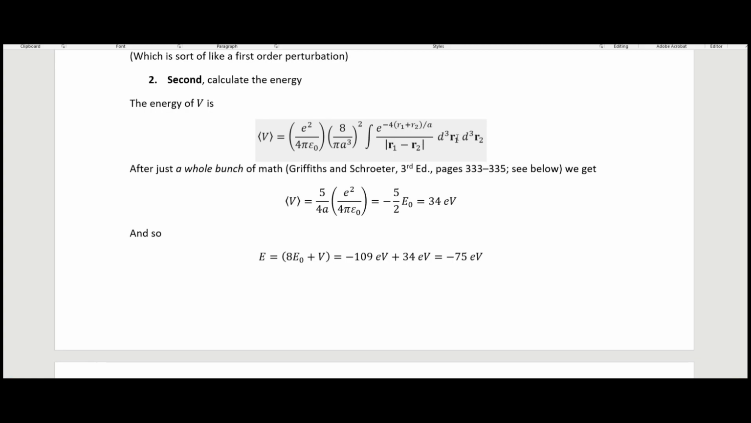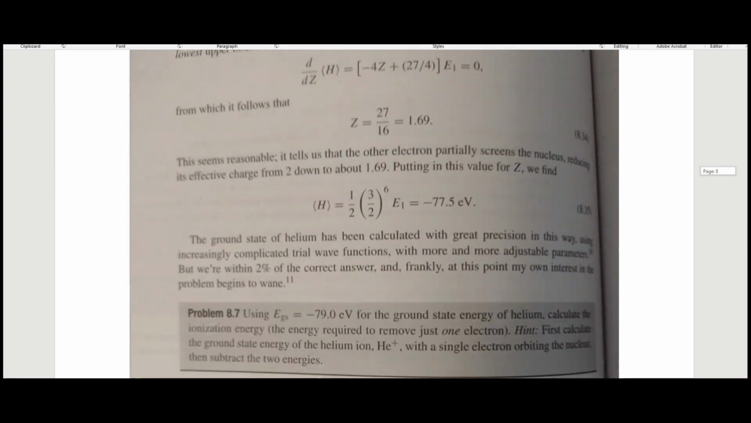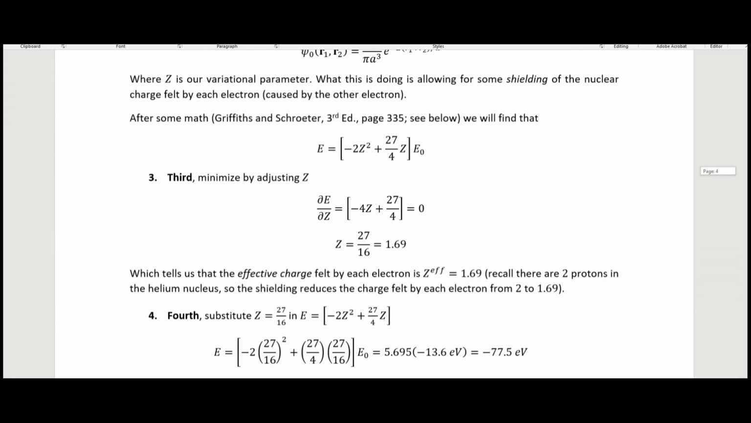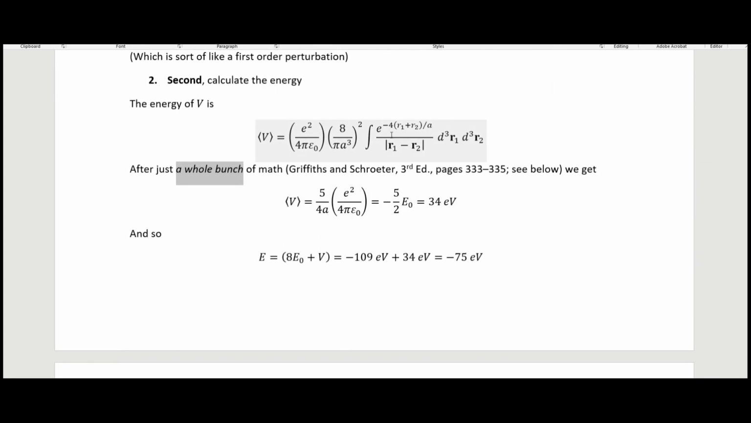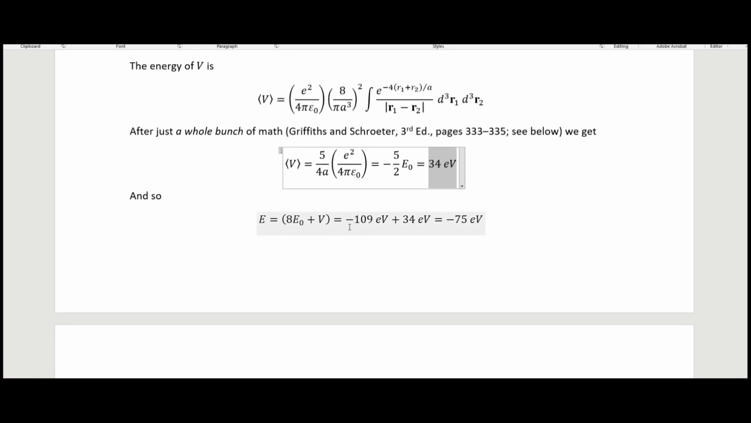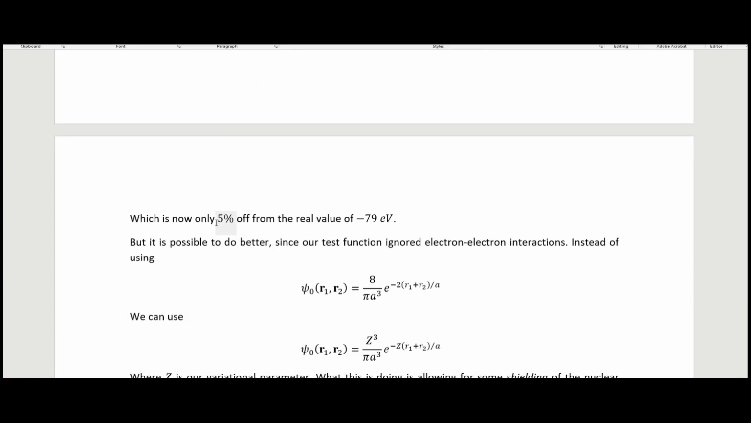So we have to take this integral here, and there are maybe 2 full pages of math in the Griffiths and Schroeter 3rd edition, which I actually have pictures of down here if you want to go through all the math that I'm skipping over in this video. But what we end up with when we take this integral is 34 electron volts. And so we end up with minus 109 electron volts plus 34 equals minus 75. This is only 5% off from the real value of minus 79 electron volts. So we're getting quite close here.